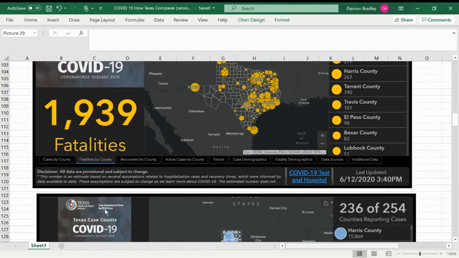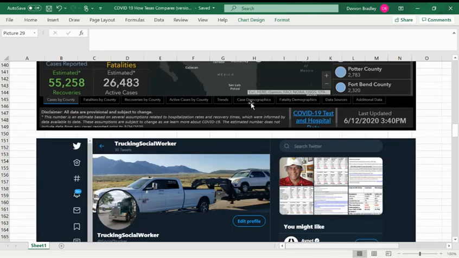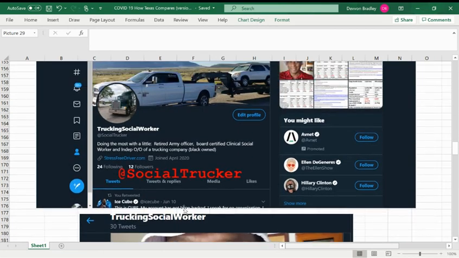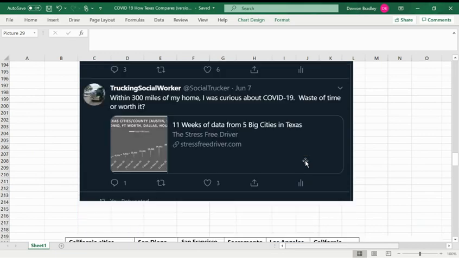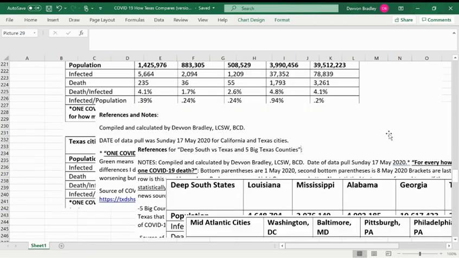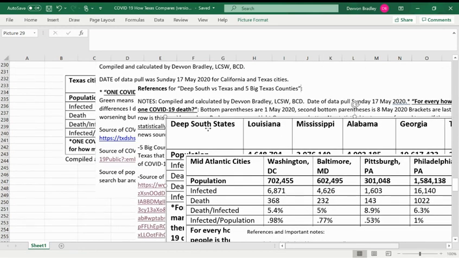And again, that website, you can find it on Google pretty easy. The actual link is kind of long. But you can find me on Twitter at the Social Trucker, where I've also done some other comparisons of those 5 counties to California cities. I include references. There's pictures on my Twitter account. Deep South states, Middle Atlantic cities.